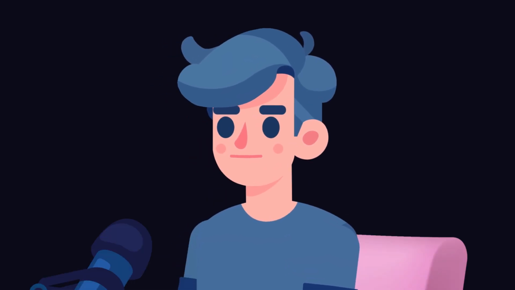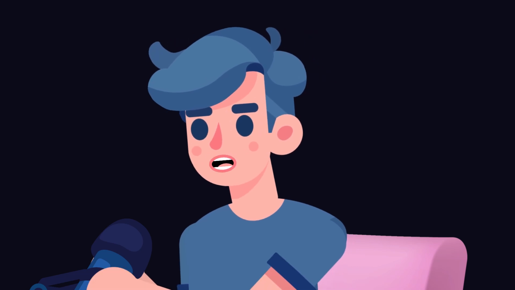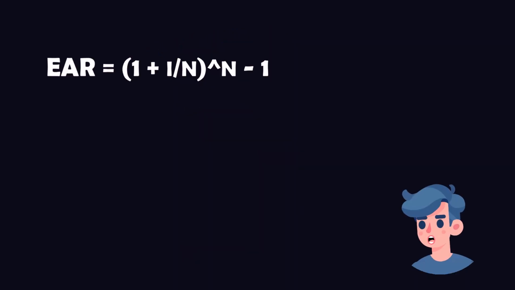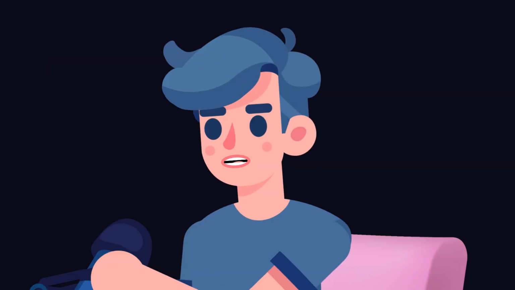Question 1. What is the effective annual rate, EAR, and how is it different from the nominal rate? The effective annual rate, EAR, is the interest rate that is adjusted for compounding over a given period. It reflects the actual amount of interest earned or paid in a year. The formula to calculate EAR is, for example, if you have a nominal interest rate of 5% compounded quarterly, the EAR would be.